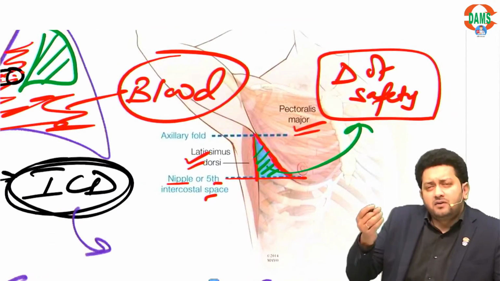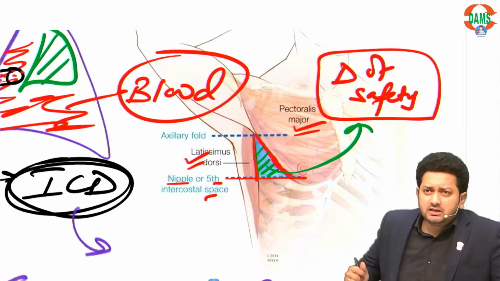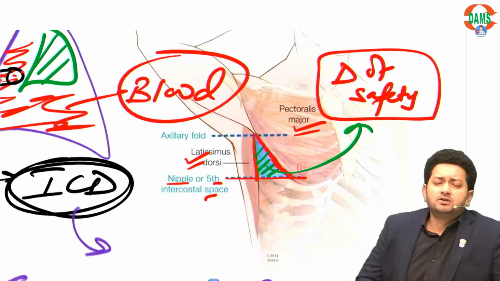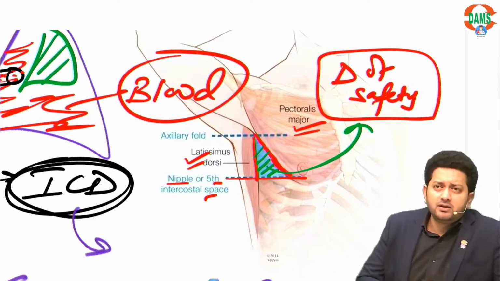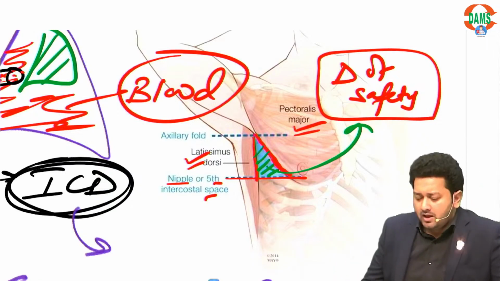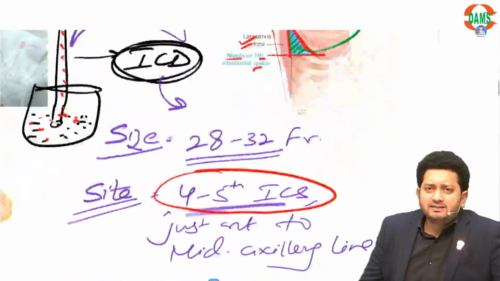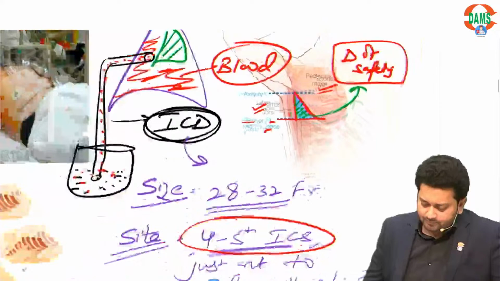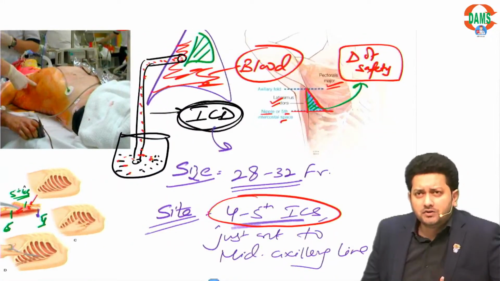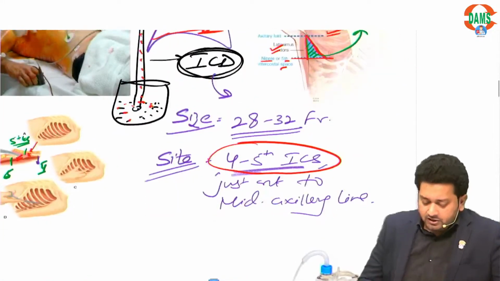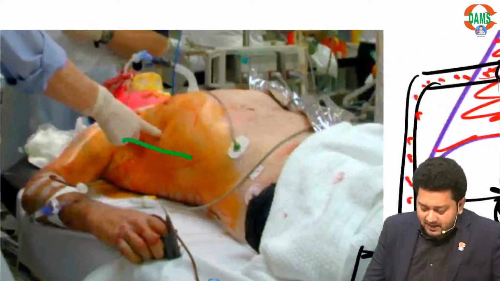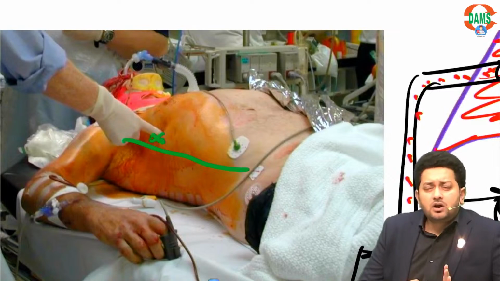If you go above this, then there are chances of injury to the axillary vessels and nerve. If you go below this, then there are chances of injury to the liver on the right side and spleen on the left side. So this is the safe area. So the proper site is this. Suppose it is not in the options, then the triangle of safety would be there in the options. So this is the main treatment. You can see this is the site, fifth intercostal space, just anterior to the mid-axillary line.